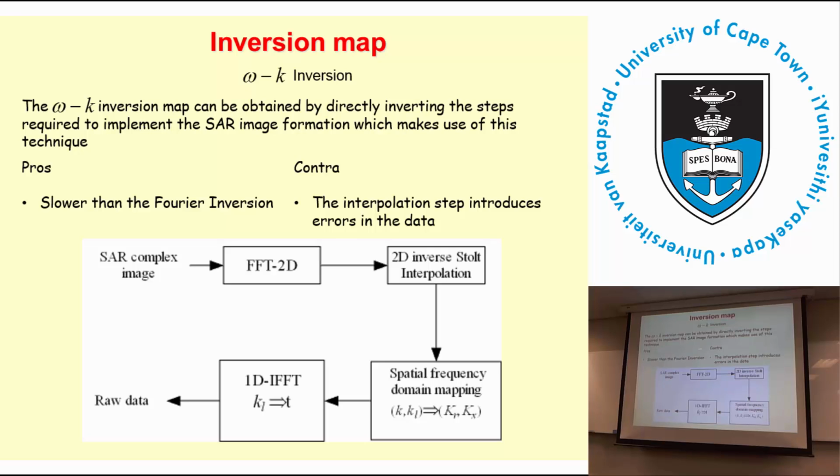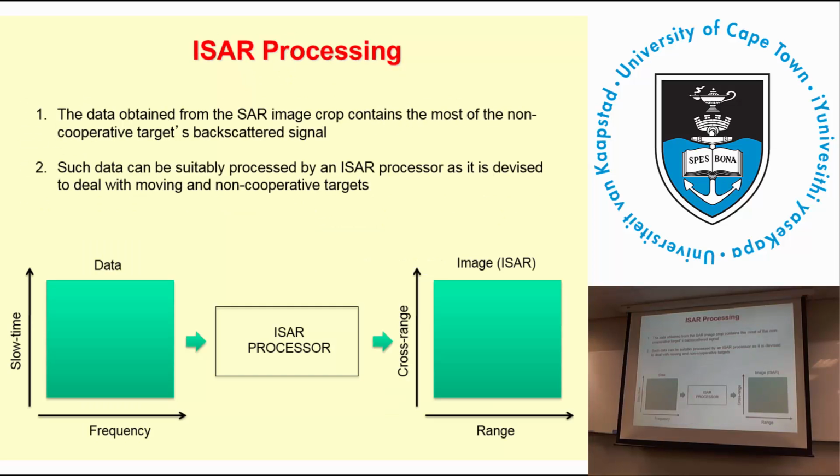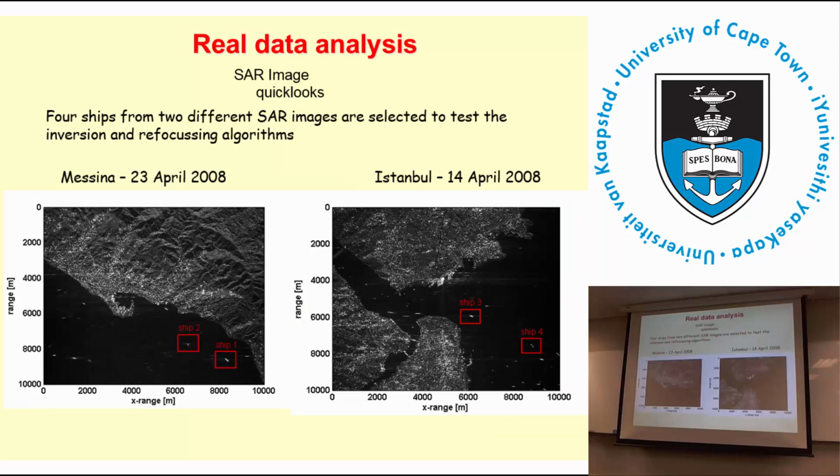You can even invert omega k, for example, and that's the way you do it. You can invert a chirp scan, you can invert a number of whatever you want. They're all invertible. Anyway, once you get this data ready, slow time and frequency, you feed your ISA processor and you get your range and cross-range focused image. Let's see a couple of examples here.